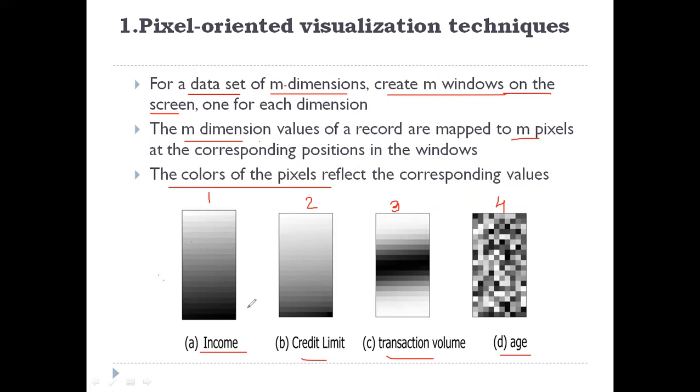Here the pixels have different colors. Those pixel colors also represent the values of that particular dimension. See here, something black color is there. At this part here you can find a light color, right? So these are the representations of data by using pixels.